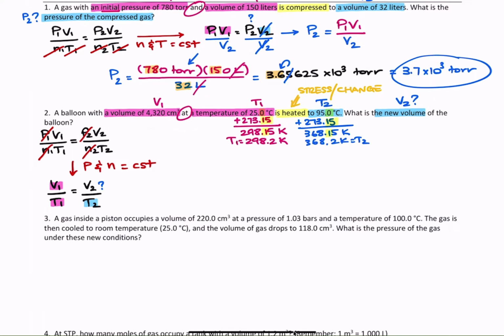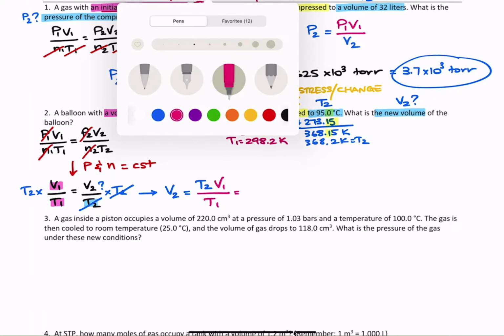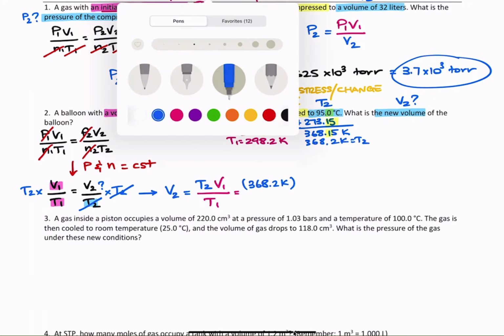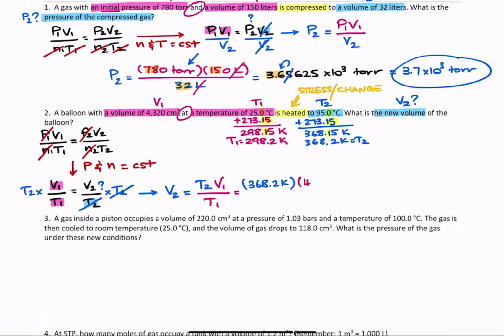Therefore, I need to isolate V2. So I'm going to multiply by T2 on both sides. When I do this, my T2 cancels, and I get a new equation where V2 equals T2 times V1 over T1. Plug in the data. T2 in Kelvin is equal to 368.2 Kelvin. V1 is equal to 4,320 cubic centimeters over T1, 298.2 Kelvin.